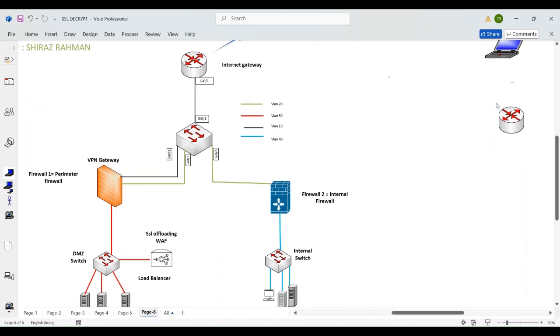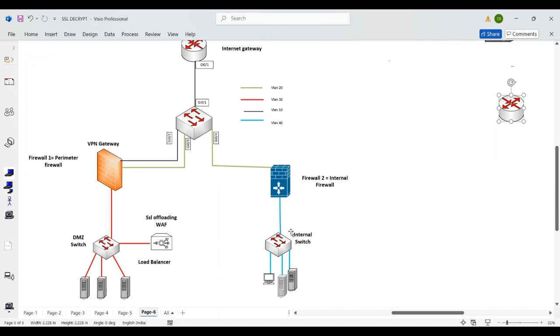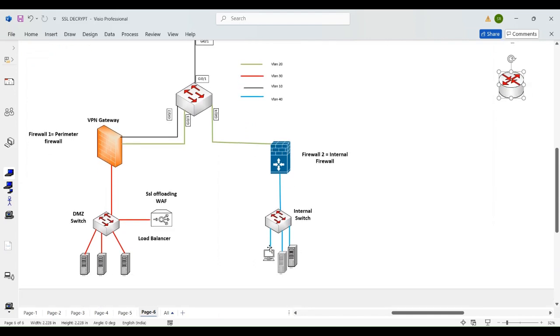But with the same VPN gateway, if the remote user or the partner wants to access some of the internal applications, then it will go to the VPN gateway, which is a perimeter firewall. Then from the VPN gateway, it will go to the internal network. So the traffic will make a tunnel over here. Then the traffic will flow like this, and it will access the internal connection, right? So this is why we are calling it an internal firewall.